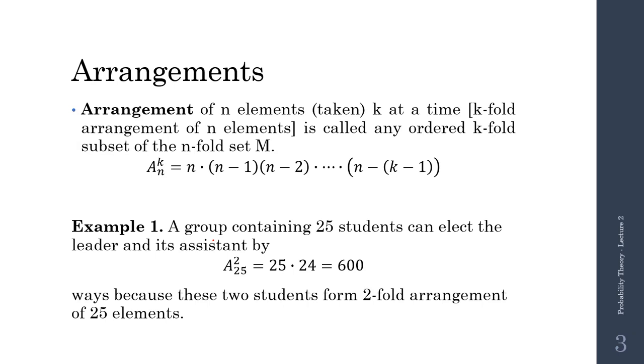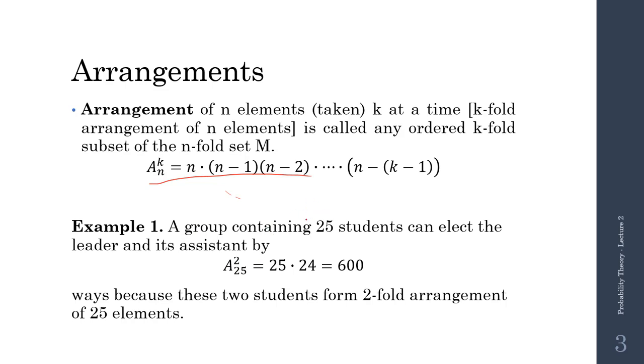Arrangements. Arrangement of n elements taken k at a time, which is k-fold arrangement of n elements, is called any ordered k-fold subset of the n-fold set, which is denoted with the following formula. And here's an example. A group containing 25 students can elect the leader and its assistant by this way, which is arrangement of 25 to.